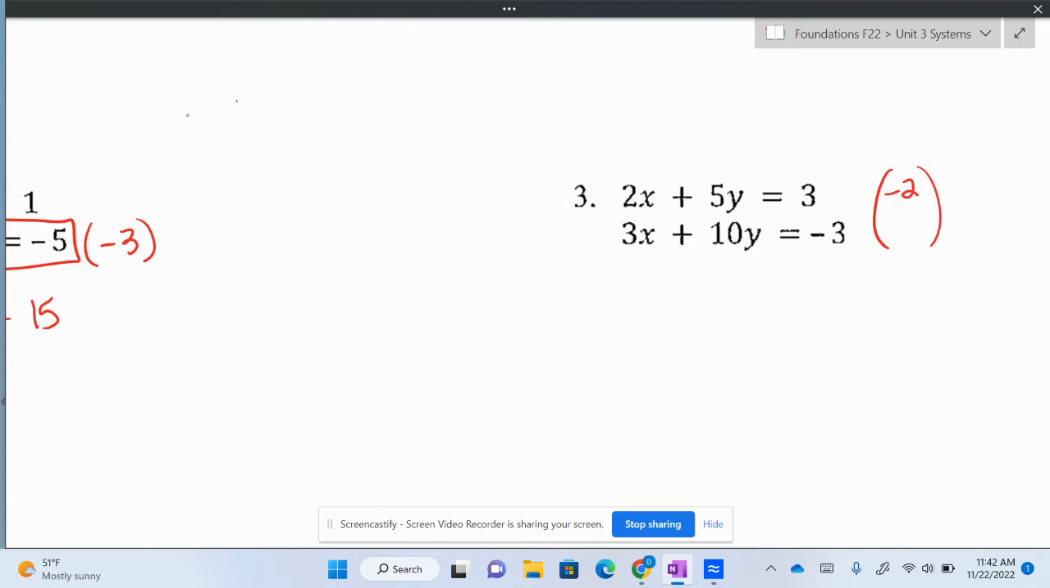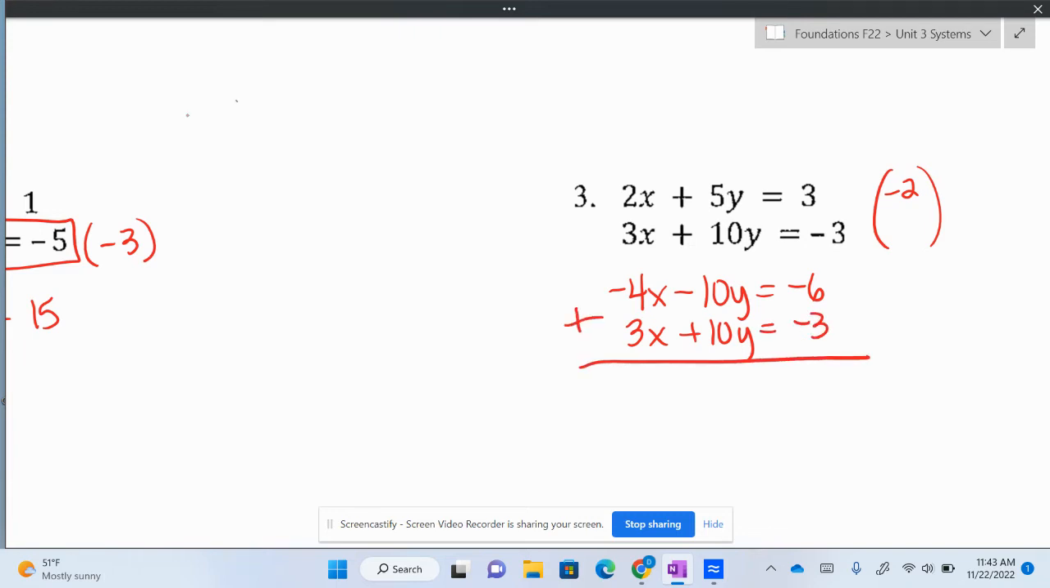Multiply the top by -2. So 2x times -2 is -4x. 5y times -2 is -10y. 3 times -2 is -6. I'm not changing the bottom equation. 3x plus 10y equals -3. When I add these together, my y's are going to cancel out. A negative 4x and a positive 3x give me a negative 1x. Negative 6 and negative 3 give me negative 9.